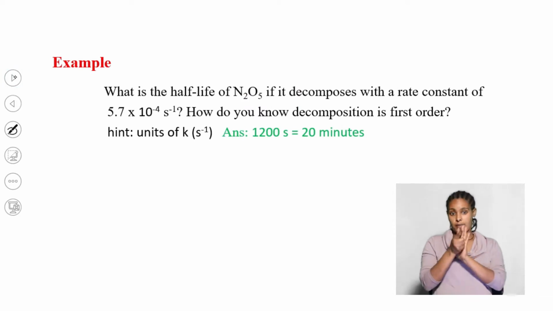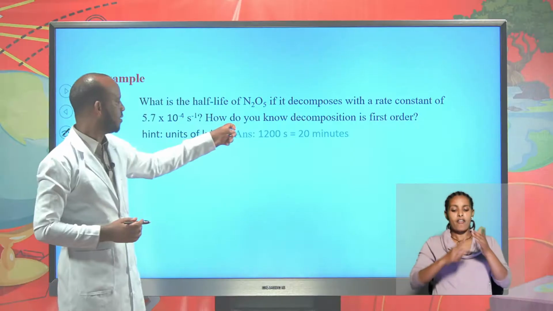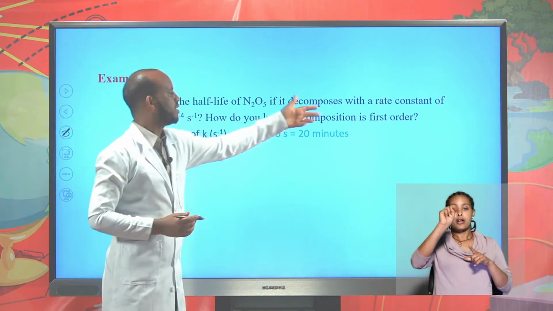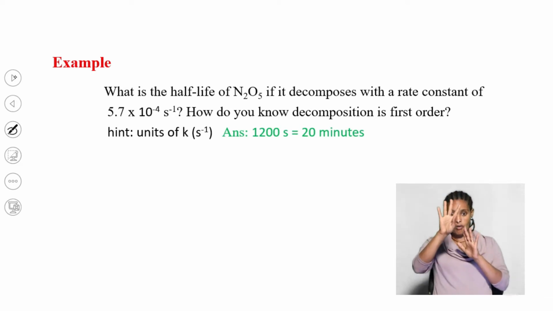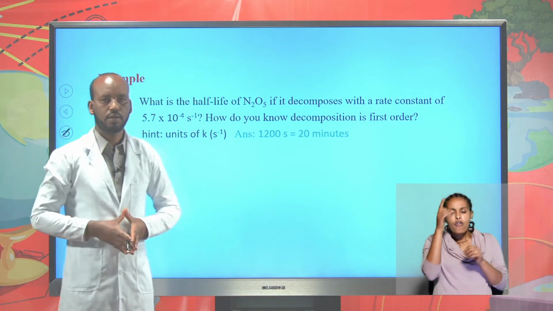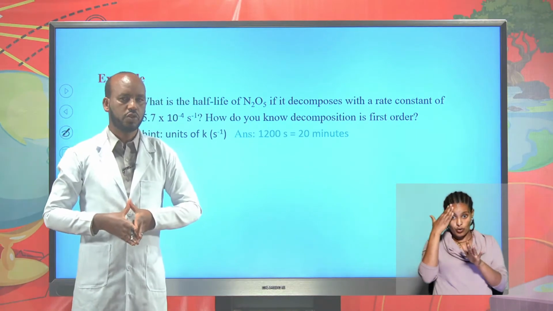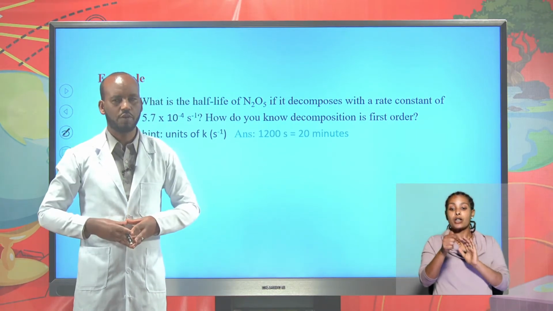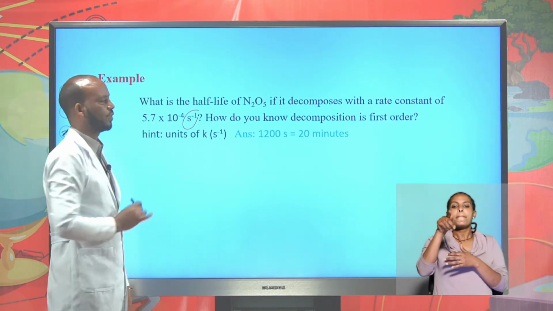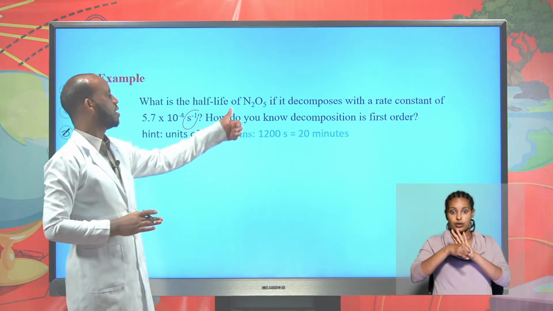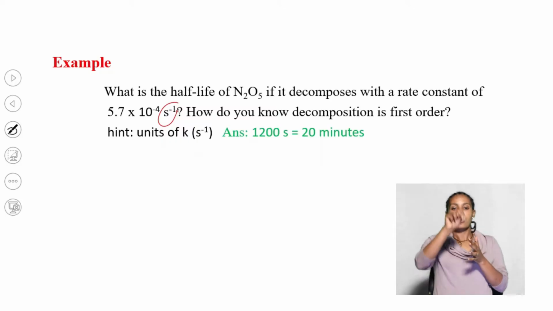For example, what is the half-life of dinitrogen pentoxide if it decomposes with a rate constant of 5.7 times 10 raised to minus 4 per second? How do you know the decomposition is first order? Note that the unit of the rate constant for a first order reaction is per second. Therefore, the decomposition of dinitrogen pentoxide is a first order reaction.